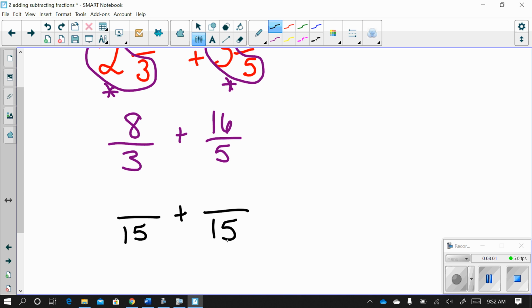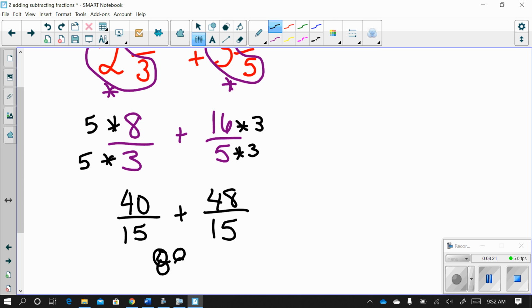So how did I get from 3 to 15? I multiply by 5. So it becomes 40 over 15. How did I get from 5 to 15? It's just times 3. 16 times 3 is 48. Add them together, I get 88 over 15.